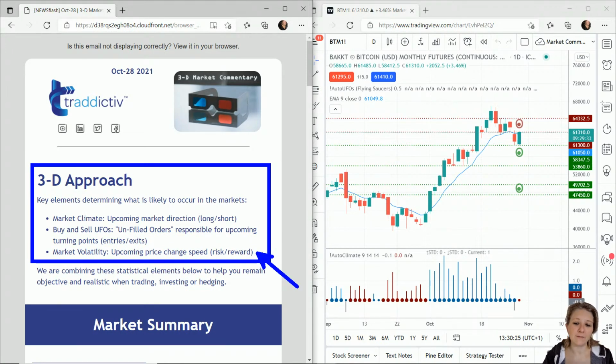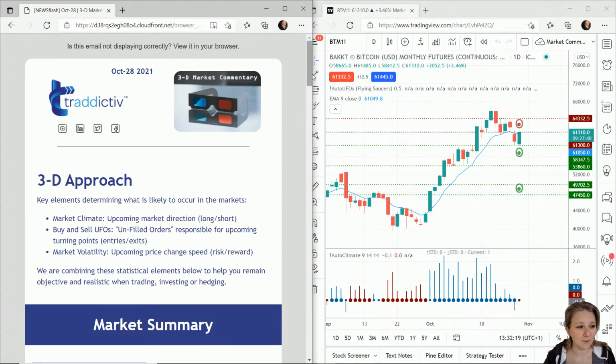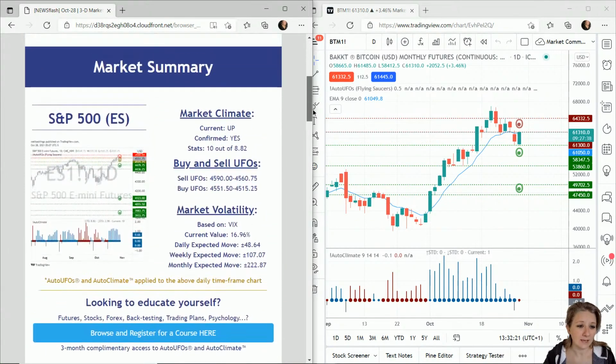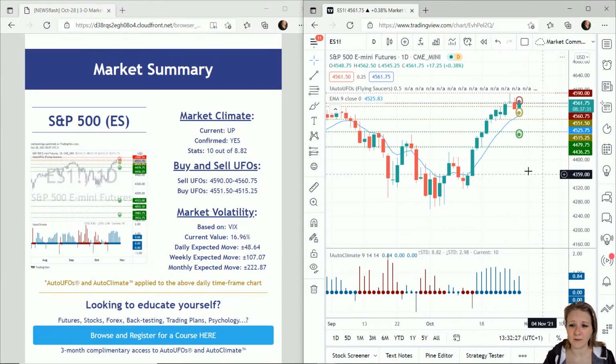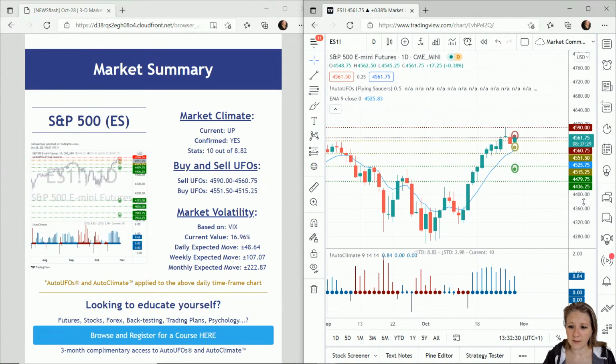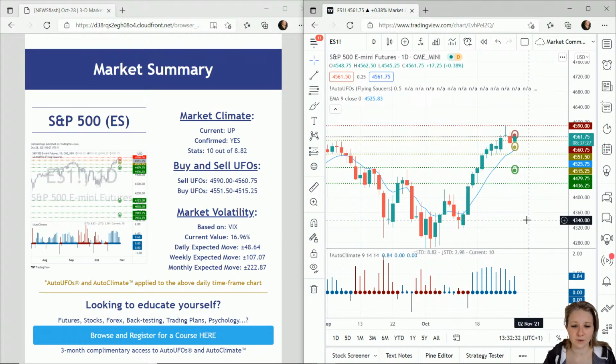Then we look at market volatility. Essentially, how quickly are these markets moving? What can we expect from them? So let's have a look at each of these markets or each of these elements per market, starting with the S&P 500. Now, the S&P 500 is the top 500 US stocks, and that's what we're looking at here. So essentially the US stock market.